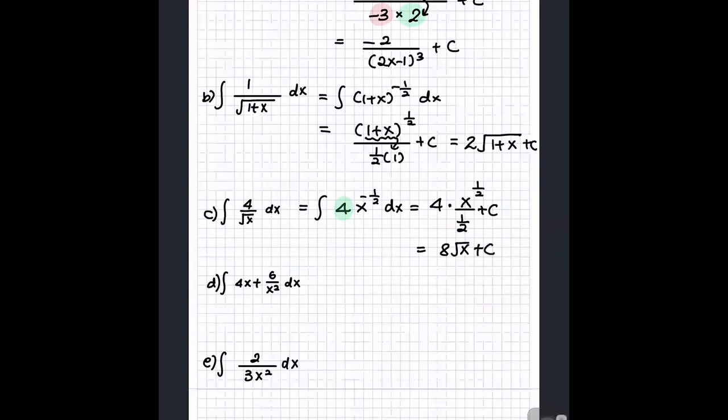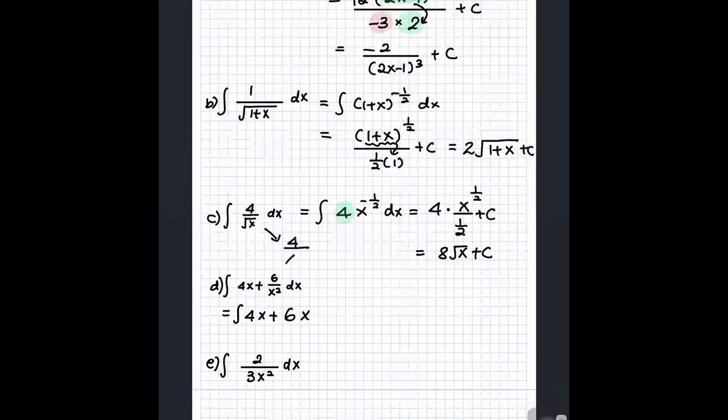Next person. Question C. We got 4 over x power half, right? So when we try to bring it up, we just write it like that. So you have x power 2. You bring up, what will you write? Negative 2. Yes. Okay, now you go and integrate. What do you get? Do this separately and then this one. The power here is 1. So slowly do. 4x what now?